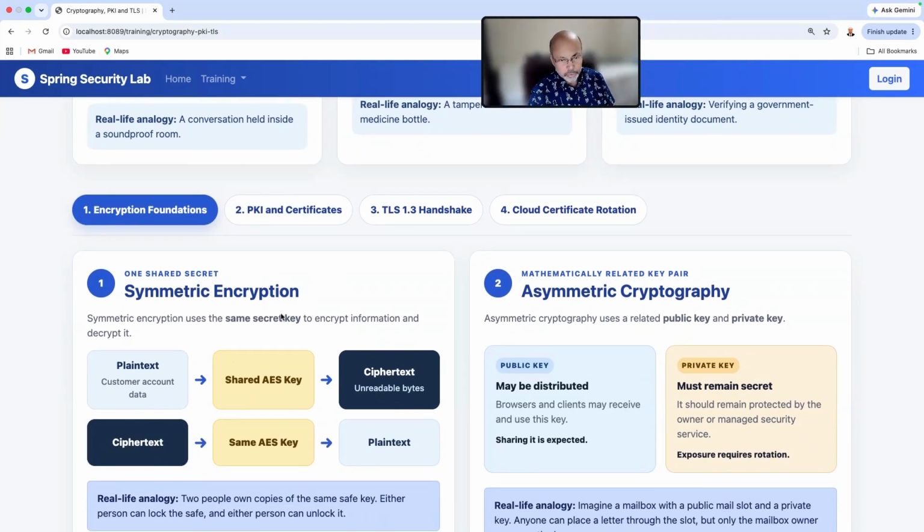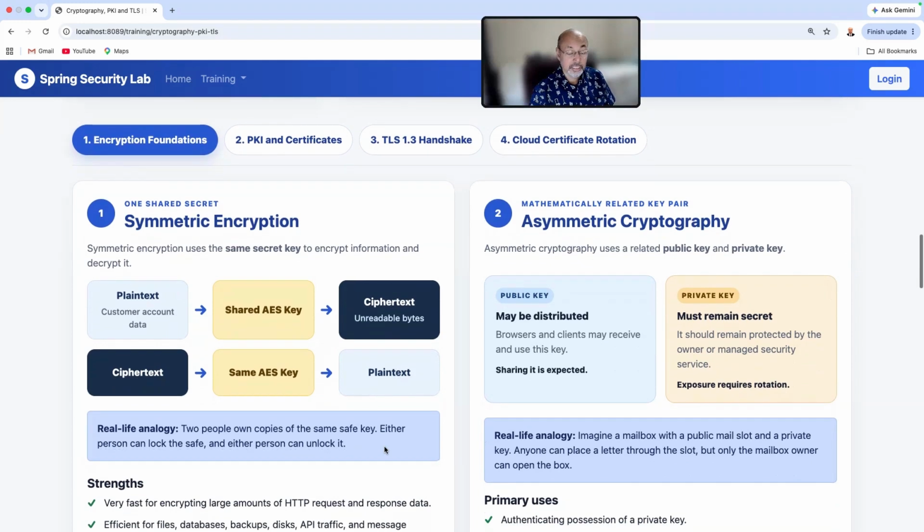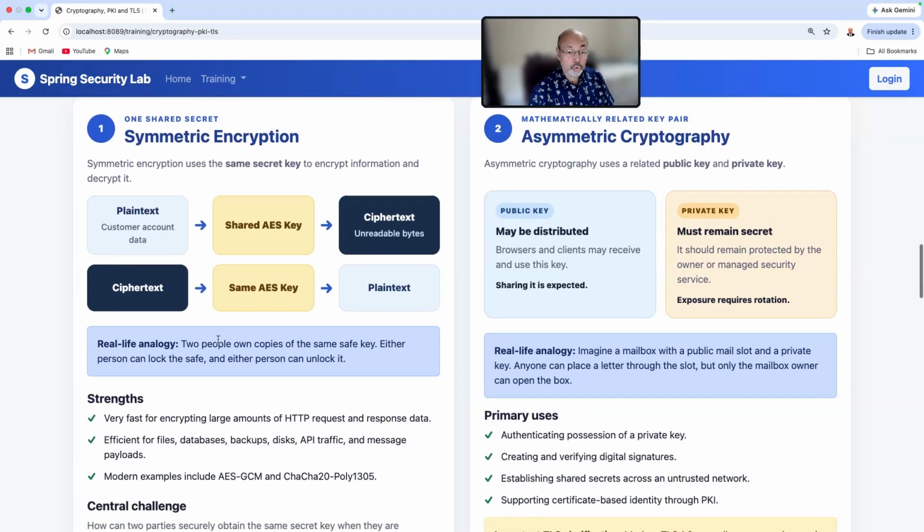This is symmetric encryption: plain text, customer account data, shared AES key, and then we have ciphertext. If we apply this AES key and algorithm on the plain text, and on the other way, we take the ciphertext and apply the same key, we get the plaintext. This is symmetric encryption. Two people own copies of the same key. Either person can lock the safe and either person can unlock it.